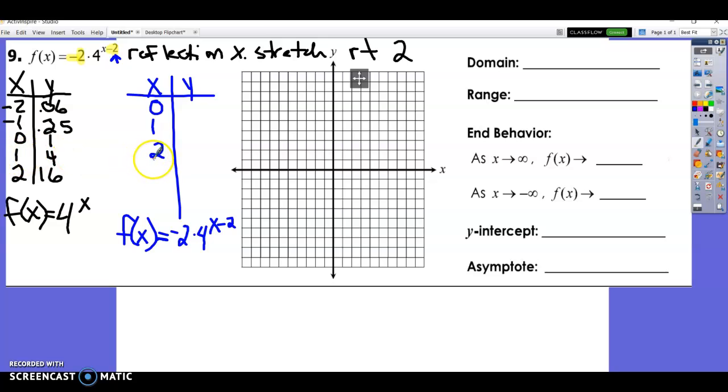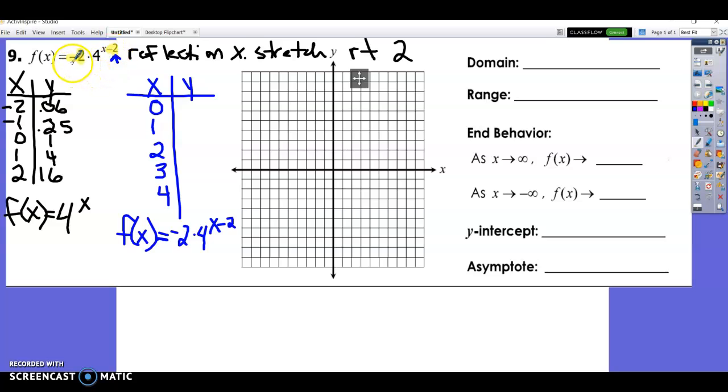And then from 1, I go right 2. And from 2, right 2 is 4. So that's how it changes my x value. And again, that comes from the horizontal shift right here. All right, now what does this do?